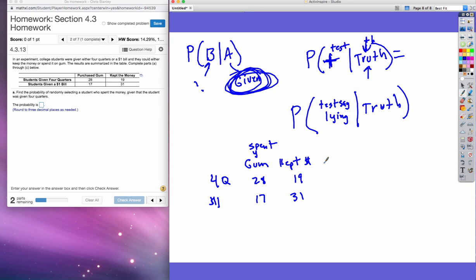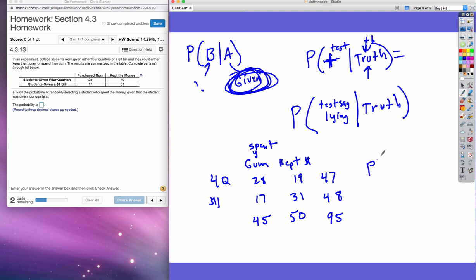21 plus 19. This is how many people were given 4 quarters. 17 plus 31. This is how many people were given $1. Okay, 28 plus 17, 45. This is how many people purchased gum. And 19 plus 31. This is how many people kept the money. So it looks like there's 95 people in all.